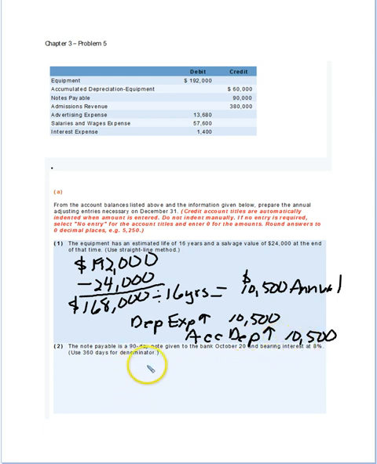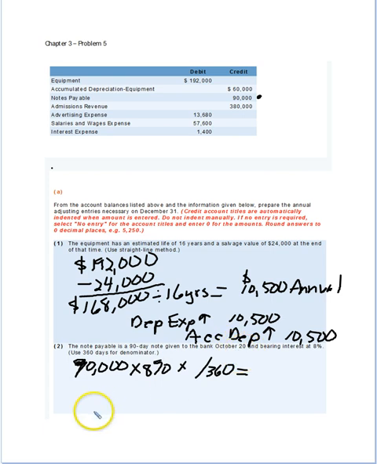Number 2, the note payable is a 90-day note given to the bank on October 20th and bearing interest at 8%. And to keep things simple, they only want us to use 360 days instead of 365. Okay, so here's our note payable, $90,000. So using principal times rate times time, we know our principal is $90,000. We have an interest rate of 8%. And then we need to figure out time. We need to figure out how many days out of 360 in order to get our interest expense.